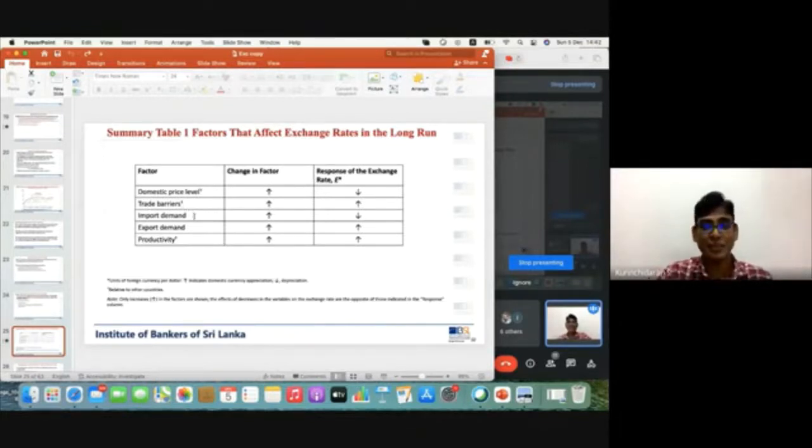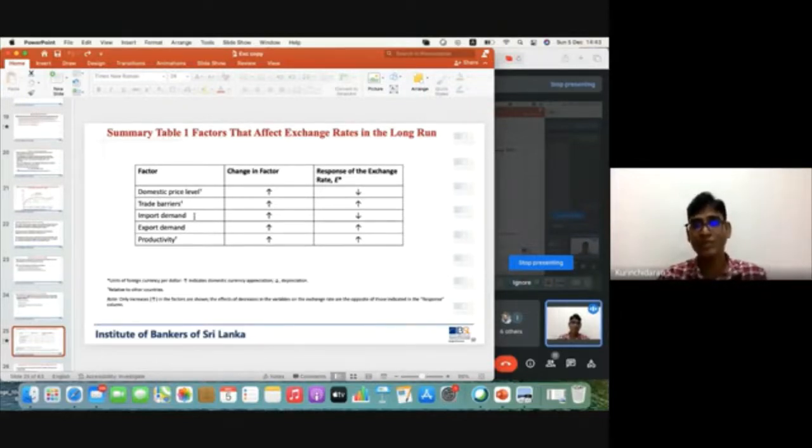And then import demand. When the import demand increases, what will happen? Your currency will depreciate. Why is this? Currently there are so many restrictions on imports, because we won't let our currency depreciate. The currency value should be maintained without much fluctuation, so there would be some restrictions on imports. Based on the theory, you could understand that when the import demand increases, your currency will depreciate. You understand the rationale, right?